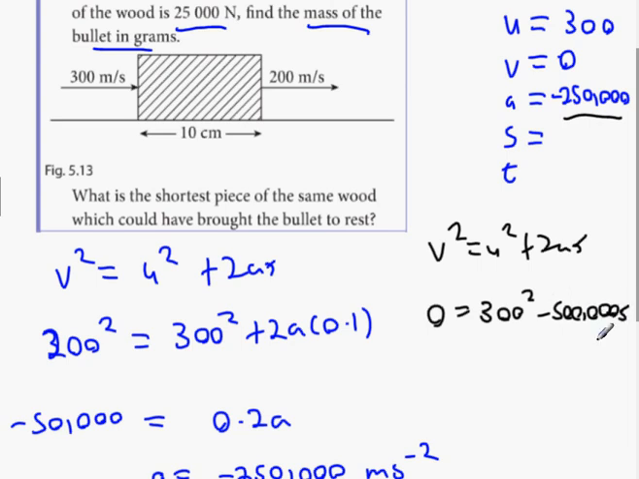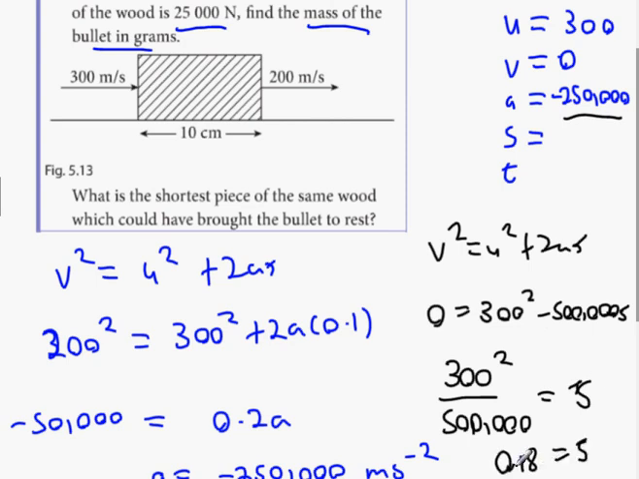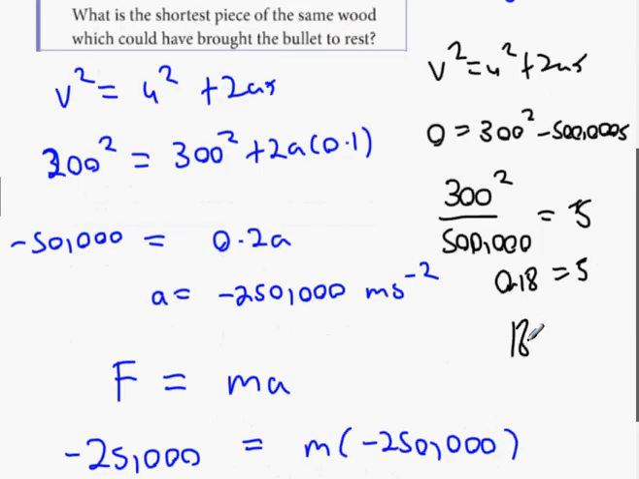Now, what is 300 squared divided by 500,000? Sorry? Any ideas? Can't do it in your head, no? So, I think it's going to be 0.18. And 0.18 of a meter is what? It's going to be 18 centimeters. Okay, step up from what you were doing earlier. Okay, next one.